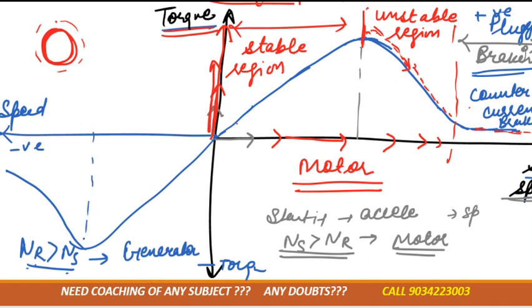For the same graph, we'll draw it for the generator in the same graph. Understood?